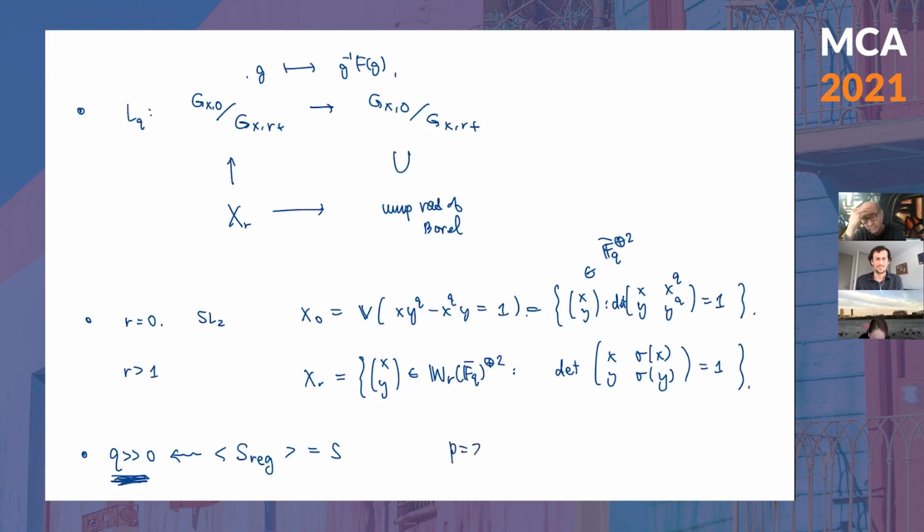For instance, p equals 2 is always omitted in Yu's construction because of the appearance of the Weil representation, and p equals 3 is not always excluded. So here's an example of one situation where our theorem does not work: SL2 and p equals 2. The reason it doesn't work here is that Yu's construction isn't there.